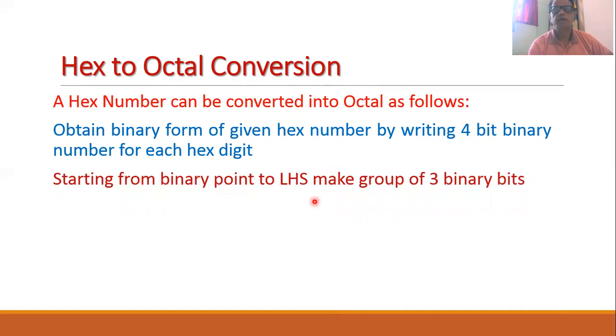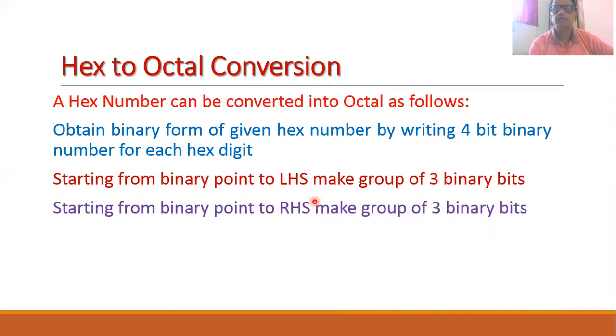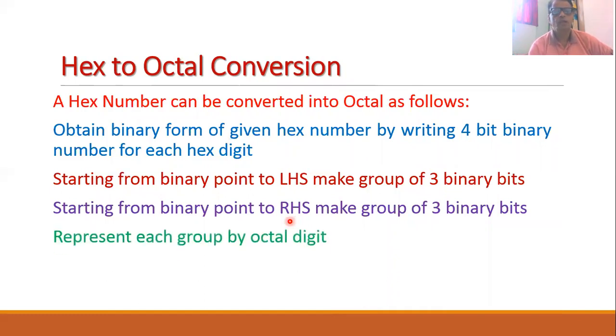Then you start making groups of 3 binary bits. You start from the point to the left hand side and make groups of 3 binary bits. If it contains some fractional part, then you have to start from the binary point to the right hand side and again make groups of 3 binary bits. And now you can represent each group by the corresponding octal digit.